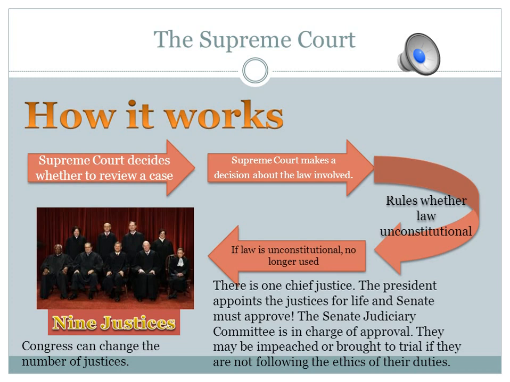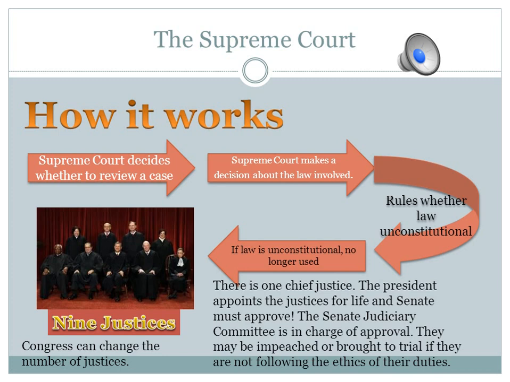So how the Supreme Court works is it first decides whether to review a case. So the 9 justices will look over what the case was. Say it came from a district court, for instance. They'll review it and determine if it's really something they should look at. The Supreme Court makes a decision about the law involved. So they decide what law was enacted when this case was determined, when the verdict was determined.